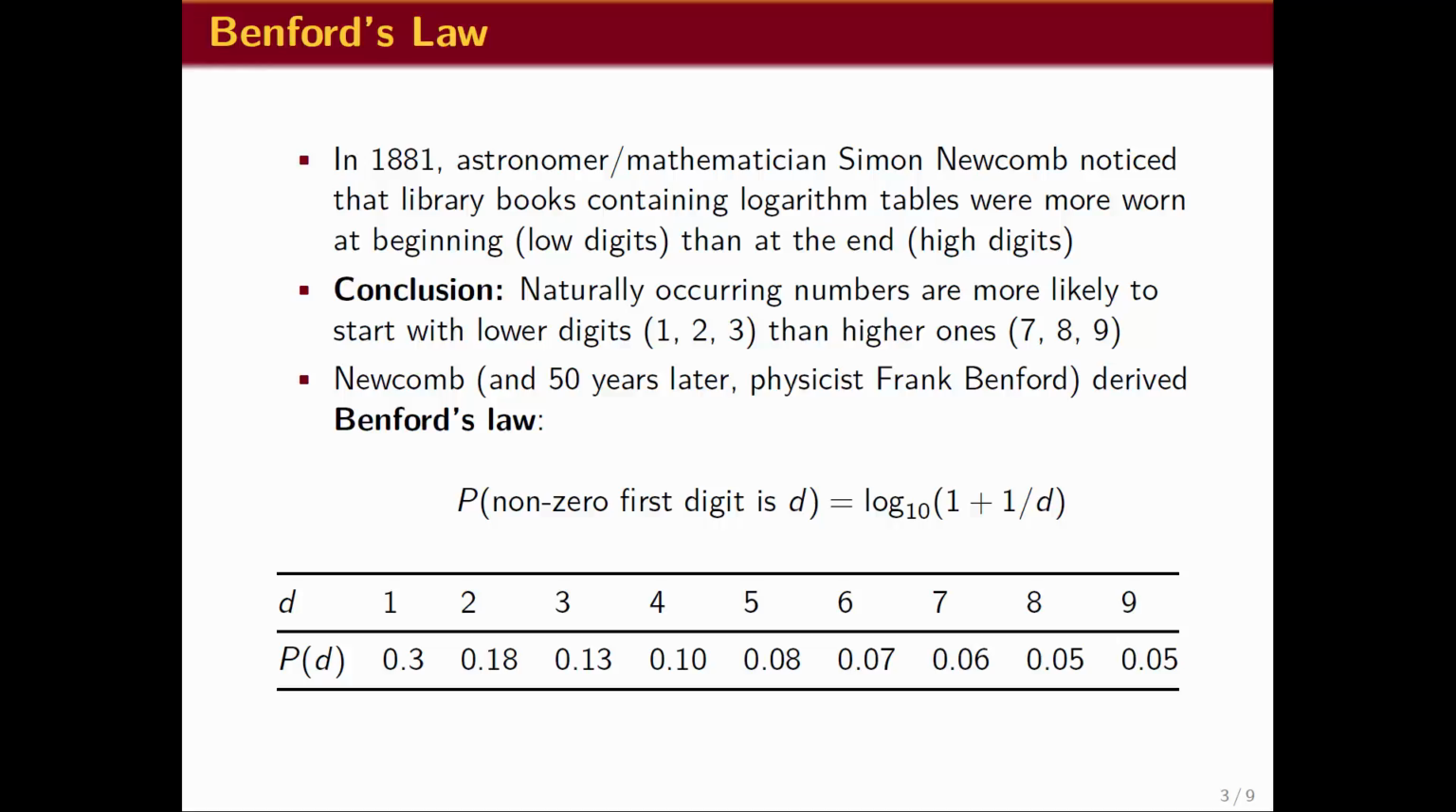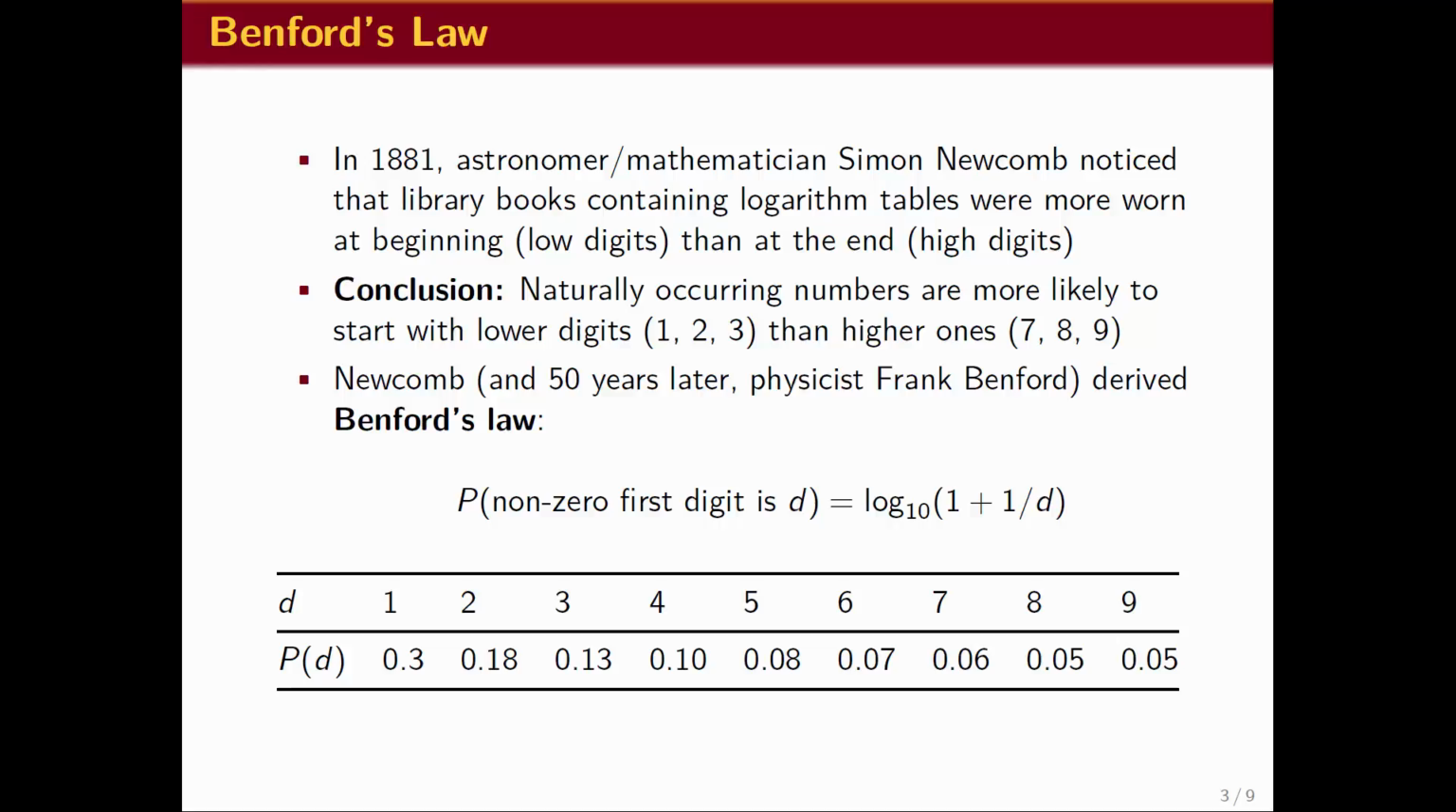And building on this, about 50 years later, in the late 1930s, Frank Benford, a physicist, derived what was known as Benford's law. So what is Benford's law? Benford's law has to do with the distribution of the first digit in so-called naturally occurring numbers. Just numbers that arise from some kind of process, right?